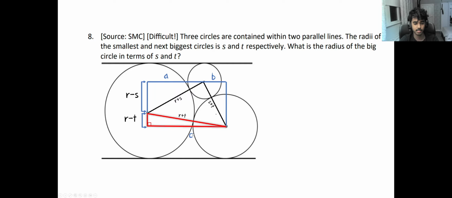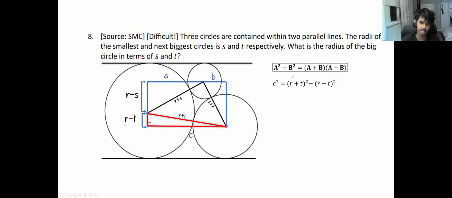Now I can rearrange that to make C the subject, and I get this expression here. If you look closely, this follows the structure of the difference of two squares, which is an identity that states a squared minus b squared equals a plus b times a minus b. And a and b in our situation are R plus T and R minus T. So I can sub in these values into this identity, and I get a new expression that is equivalent to the original one. Now I can combine the like terms, and I'll get this.